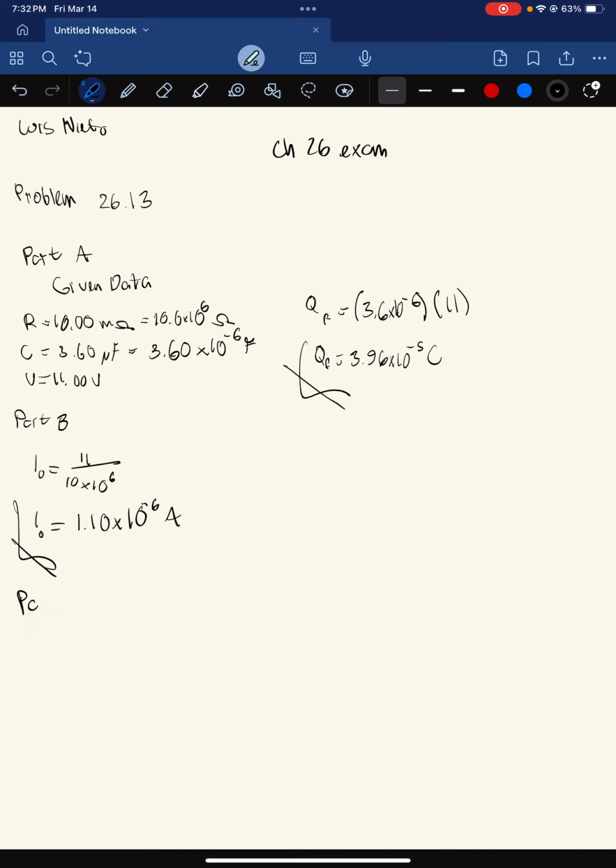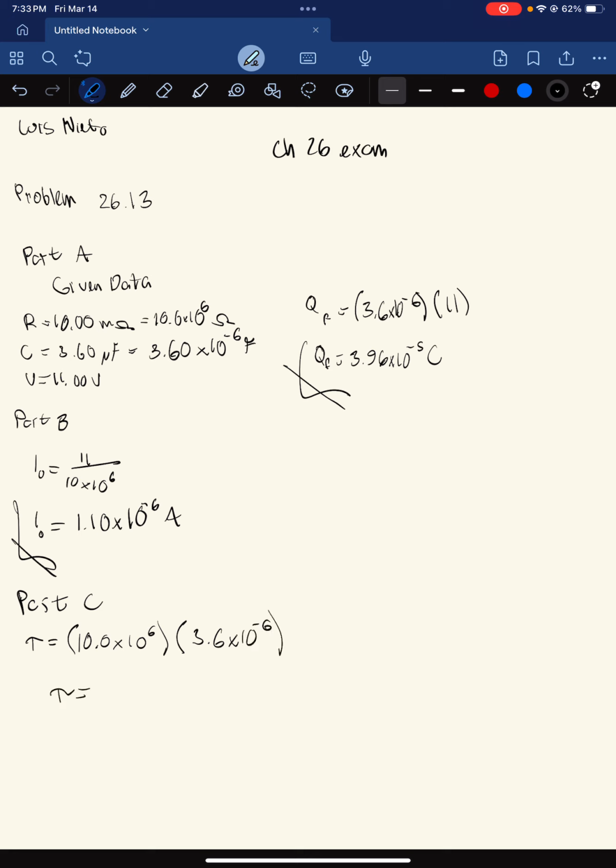Now we'll go with part C. For part C, we have to find the time constant. To find the time constant, we just multiply the resistance by the capacitance. We have the numbers already. The resistance is 10.0 times 10 to the 6, and the capacitance is 3.6 times 10 to the -6.